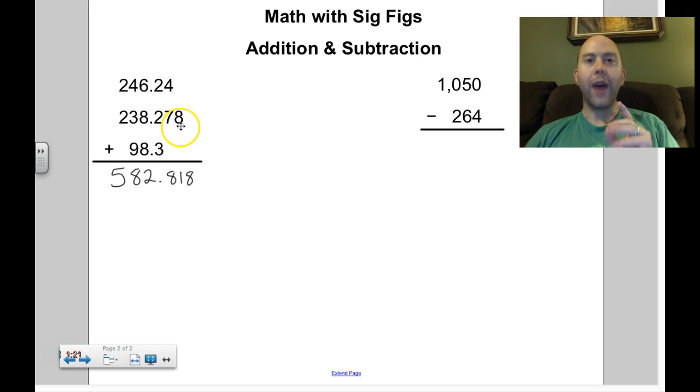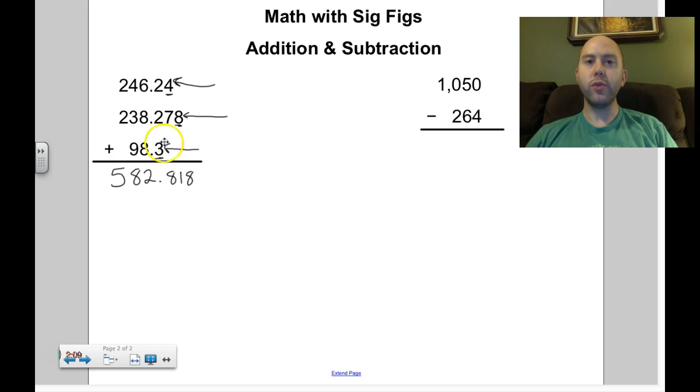Here is the rule. When you add and subtract, only when you add and subtract, you want to round to the farthest left uncertain digit. So it's vital you know where the uncertain digit is. In the first number, 246.24, the first sig fig going to the left is the 4, and that is in the hundredths place. In 238.278, the first sig fig going to the left is the 8, and that is in the thousandths place. In 98.3, the first sig fig to the left is the 3, and that's in the tenths place.